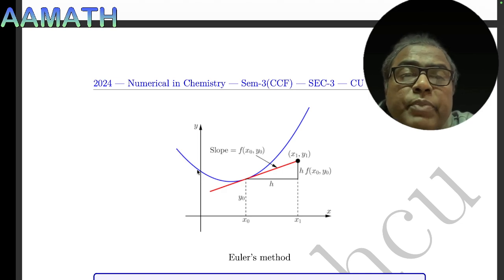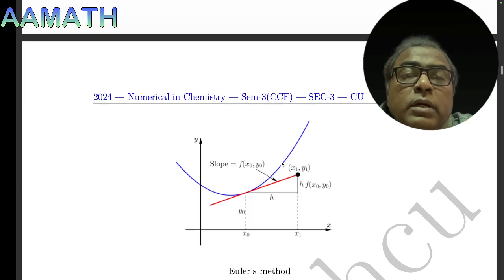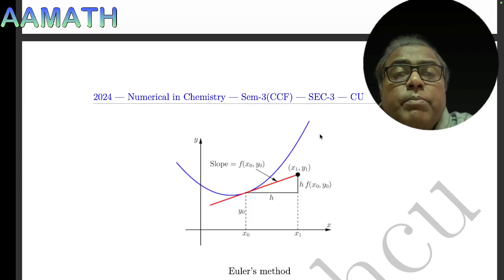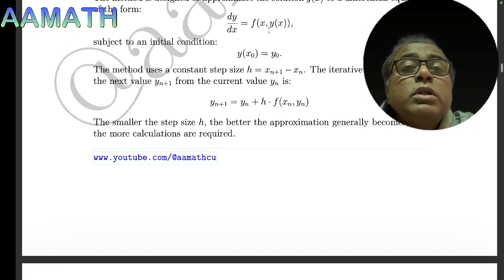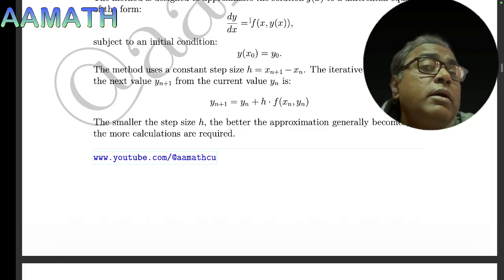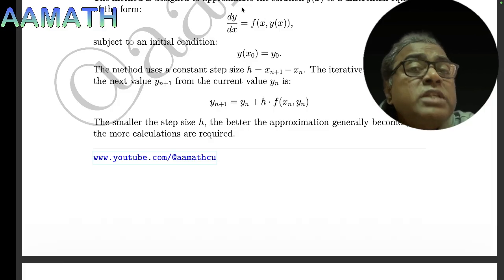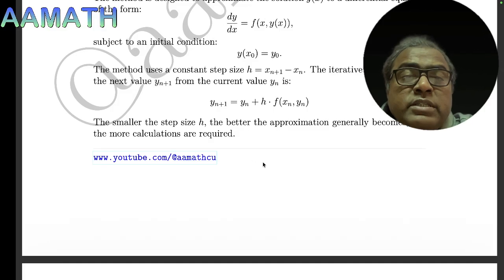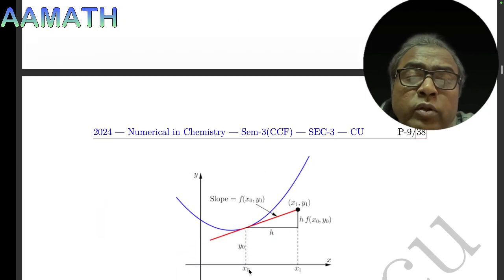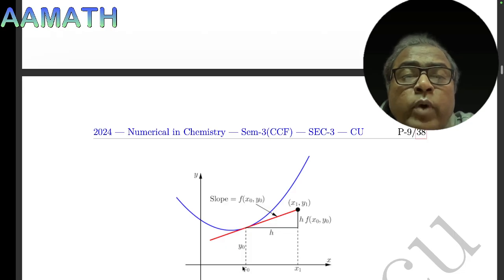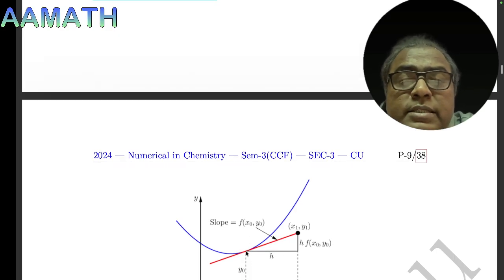Actually, this is the curve, and we want to find this curve. This curve is not f(x, y). Rather, f(x, y) represents the derivative of this curve at any point within this interval. So x0 is the initial point on the x-axis, and the corresponding y0 is given by the initial condition. Next, this is the step length h.